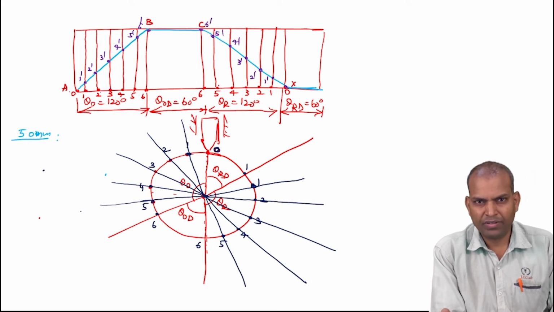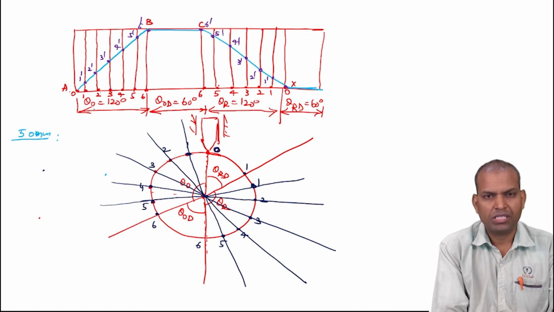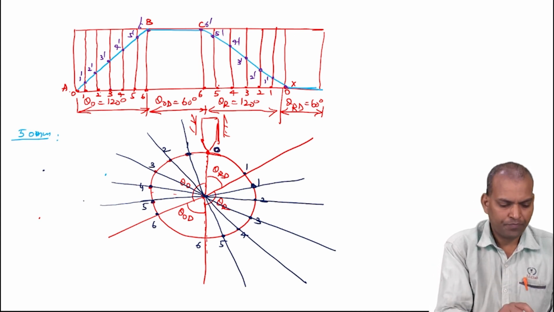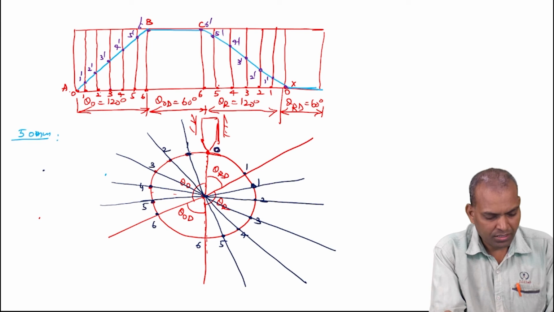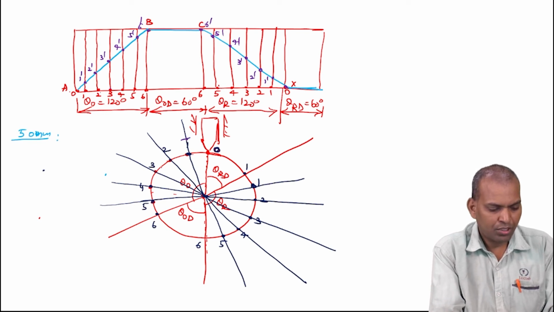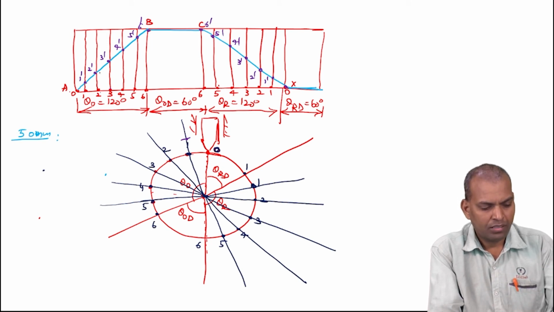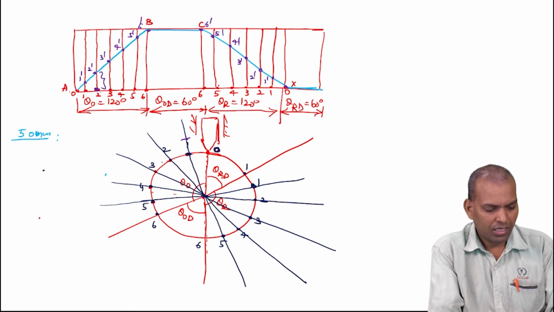Now, with the help of a compass, take the distance from 1 to 1 dash from the displacement diagram and mark a point. It is the point 1 to 1 dash. Similarly, take the distance from the displacement diagram, that is 2 to 2 dash, and with the help of the compass, with center 2 in the cam profile, mark 2 to 2 dash.